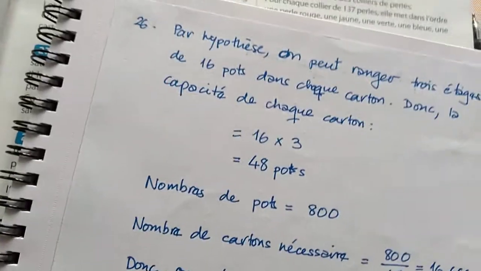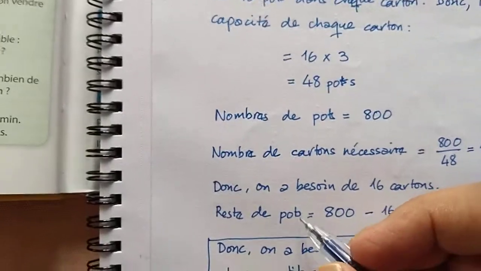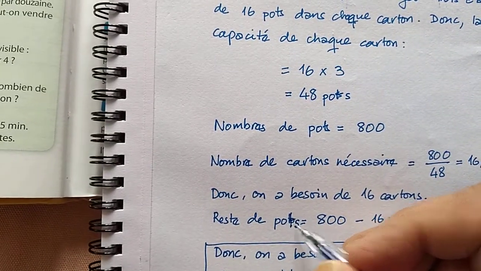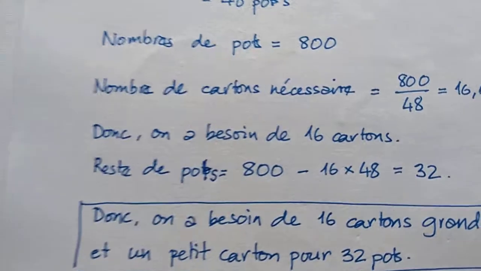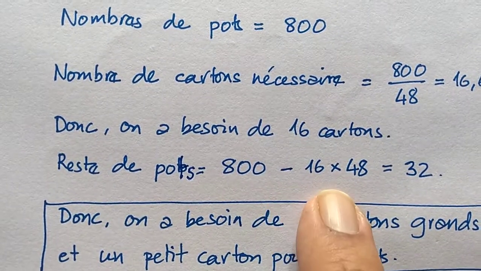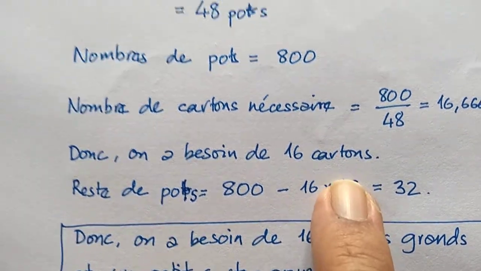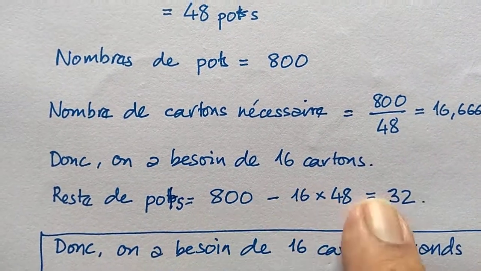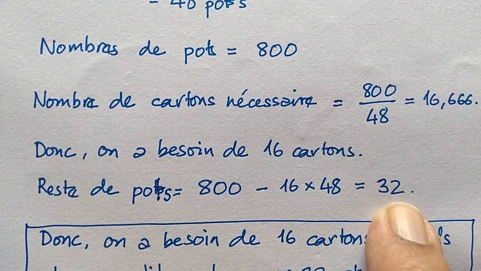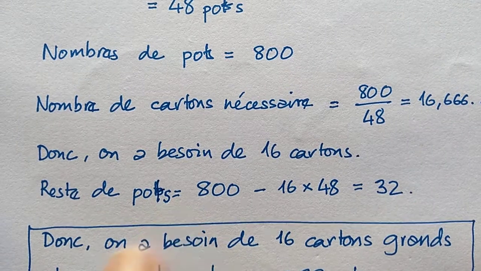Maybe I should write that clearly. I should set a good example. Some of your handwritings are really bad, huh? So 800 minus 16 into 48, because this is what will go into 16 cartons, you get 32. So 32 is the number of remaining pots.